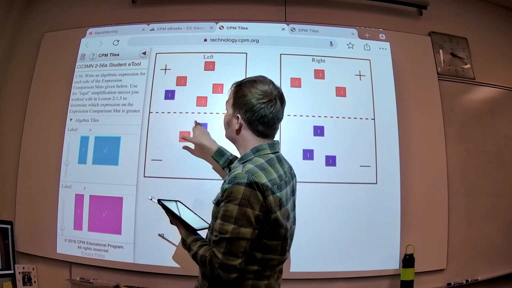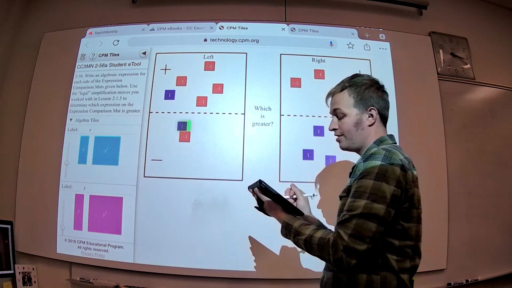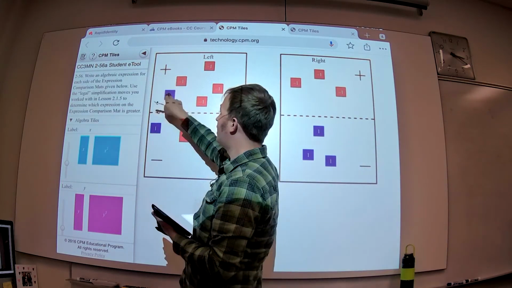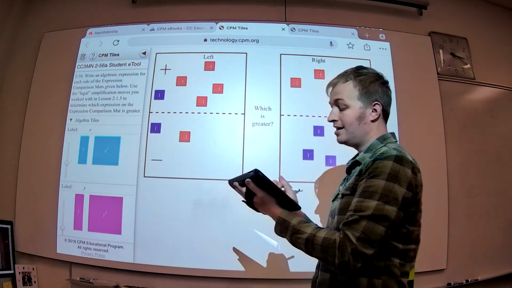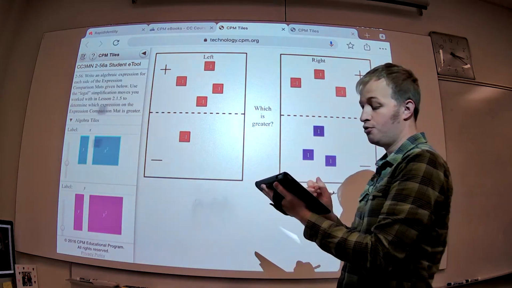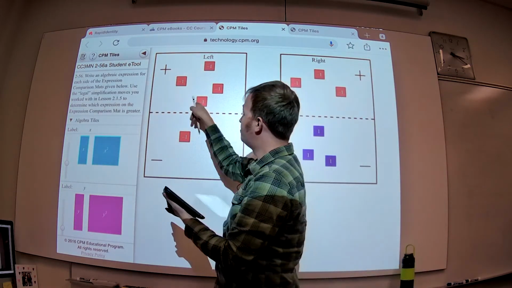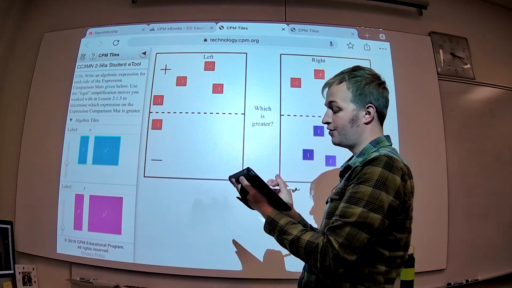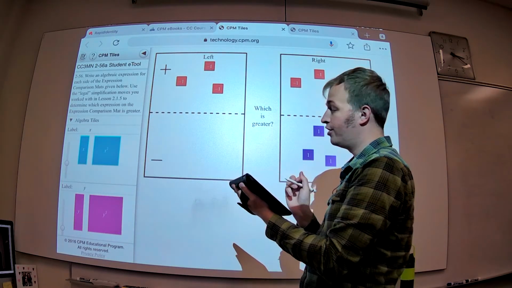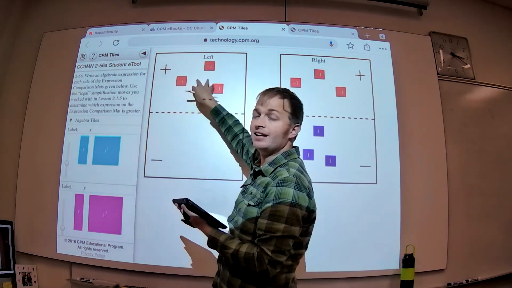If I've got a positive and a positive, but they're on different sides, so I've got a positive on the positive side and a positive on the negative side, I can take those two same things and remove them. Same rule applies with the negative. If I've got a negative on the positive side and a negative on the negative side, I can take those two things and remove them. And look, I've got the same thing left. I've got a negative 3.